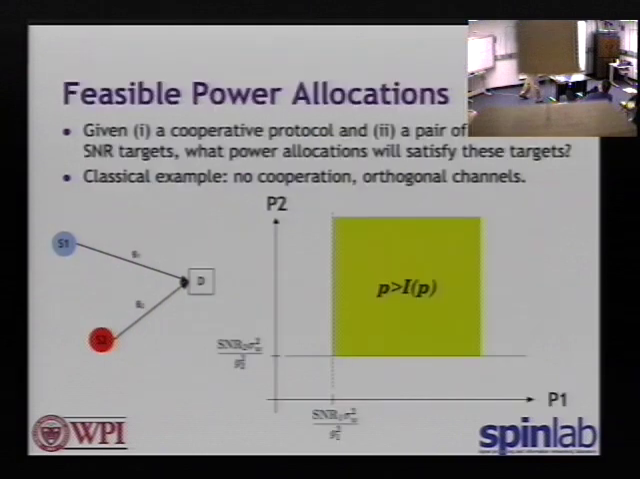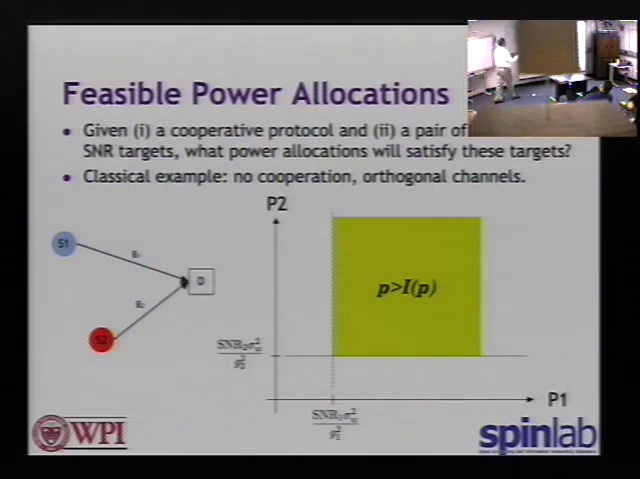So that's my model. Also, by way of introduction, since I'm interested in power, I want to consider what the feasible power allocations are. This is inspired by Roy Yates' 1995 JSAC paper, where he looked at feasible power allocations for CDMA, for channels that have multiple-access interference. What do feasible power allocations look like in cooperative situations? Not interfering situations, but cooperative situations. So here's the problem. Given a cooperative protocol and some minimum SNR targets, in the two-transmitter case, what power allocations will satisfy these targets?